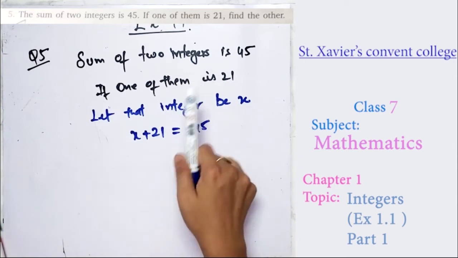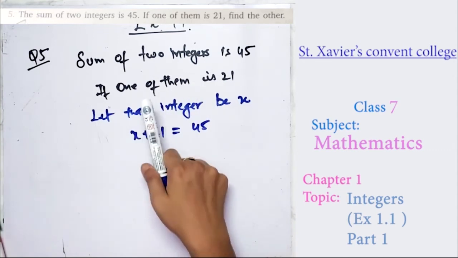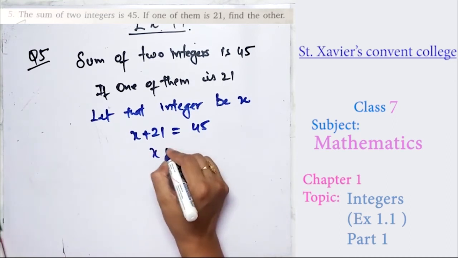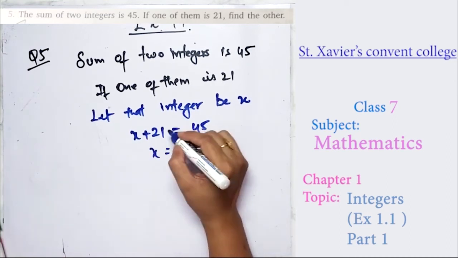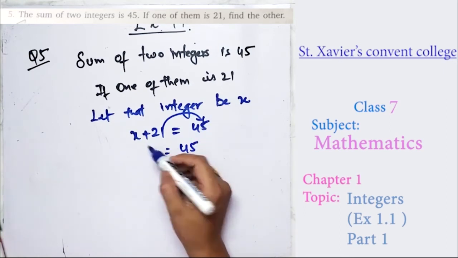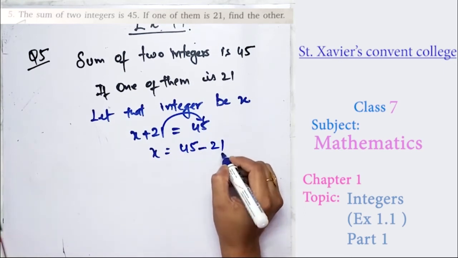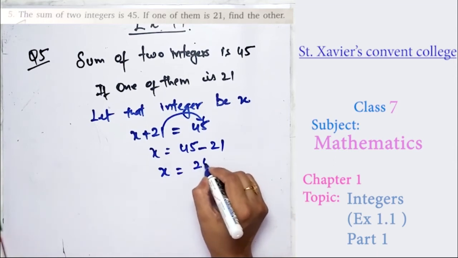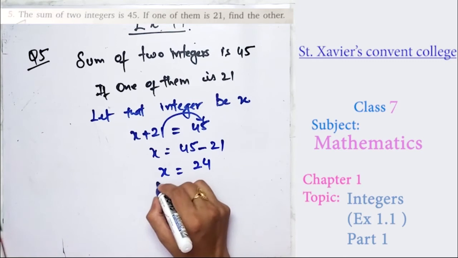It is given that the sum of the two integers, x and 21, is equal to 45. So x is equal to 45, and 21 will come to this side and the sign will change. You have a plus sign, so it will change into a minus sign. 45 minus 21 is 24. That integer, x, is equal to 24.